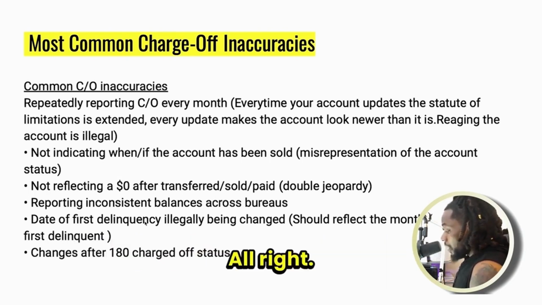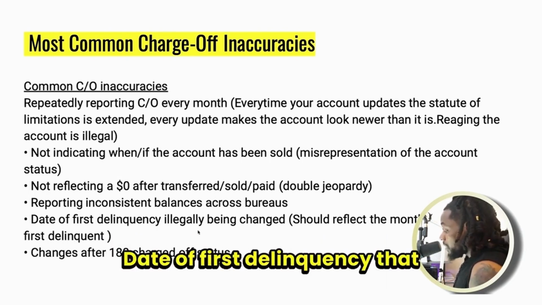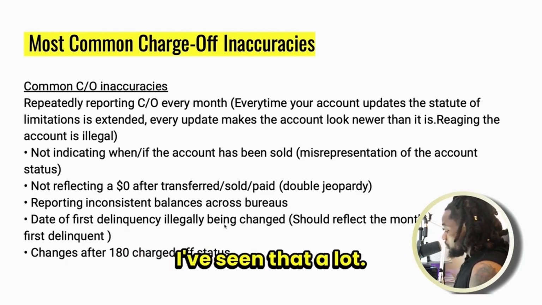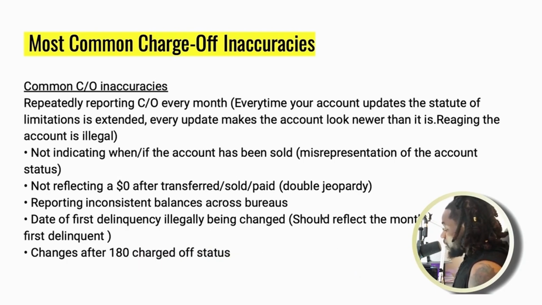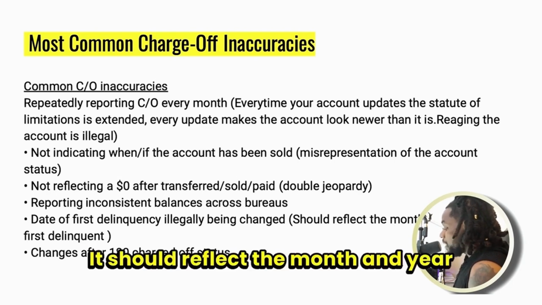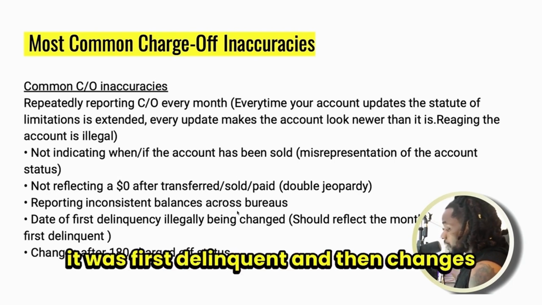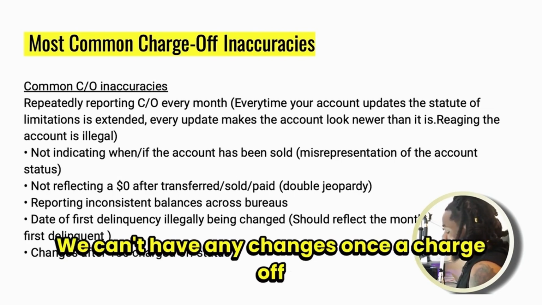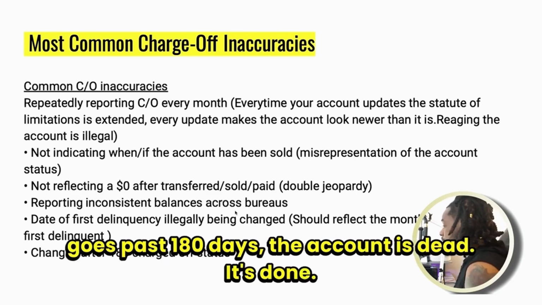Date of first delinquency. That can illegally be changed. I've seen that a lot. It should reflect the month and year it was first delinquent, and then it doesn't change after 180 days, at charged-off status. We can't have any changes. Once a charge-off goes past 180 days, the account is dead.